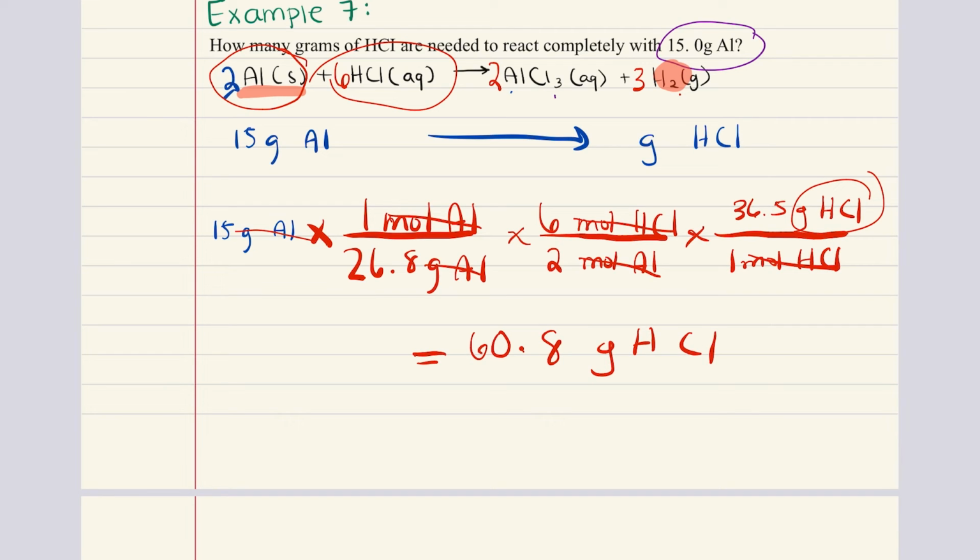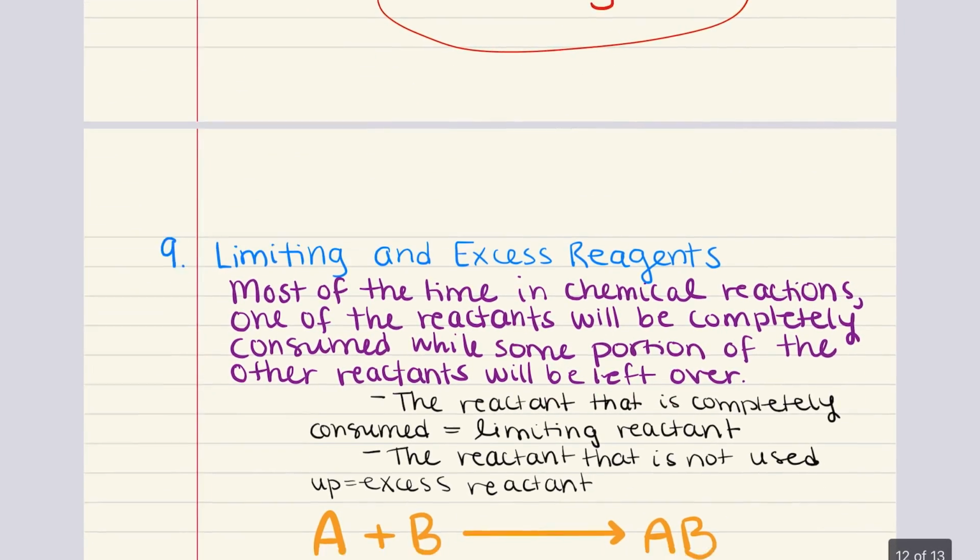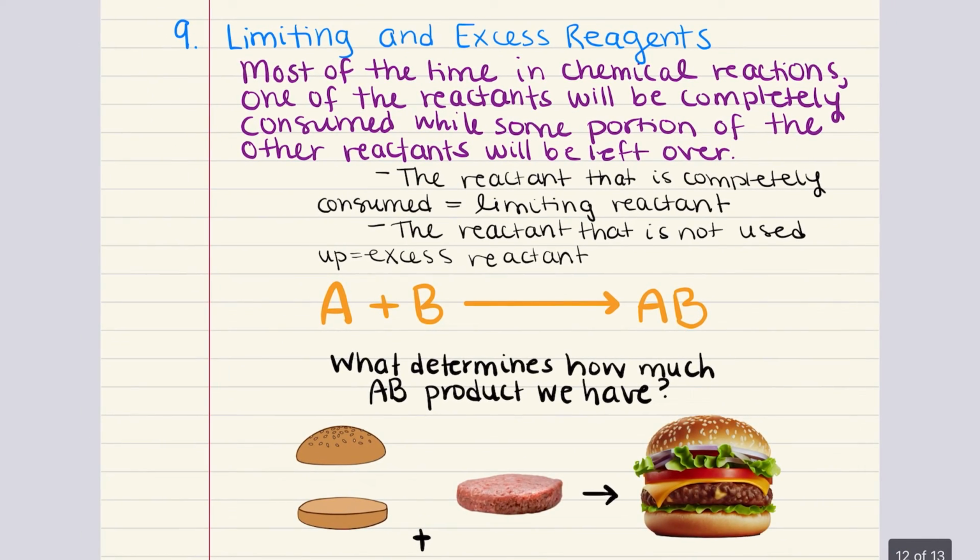So the answer to how many grams of HCl are needed to react completely with 15 grams of aluminum is 60.8. Wonderful. With that, we can move into our last and final objective on limiting and excess reagents. When chemical reactions are carried out, most of the time, one of the reactants will be completely consumed before the other reactant is. The reactant that is completely consumed in a chemical reaction is called the limiting reagent, and the substance that is not all used up is the excess reagent.